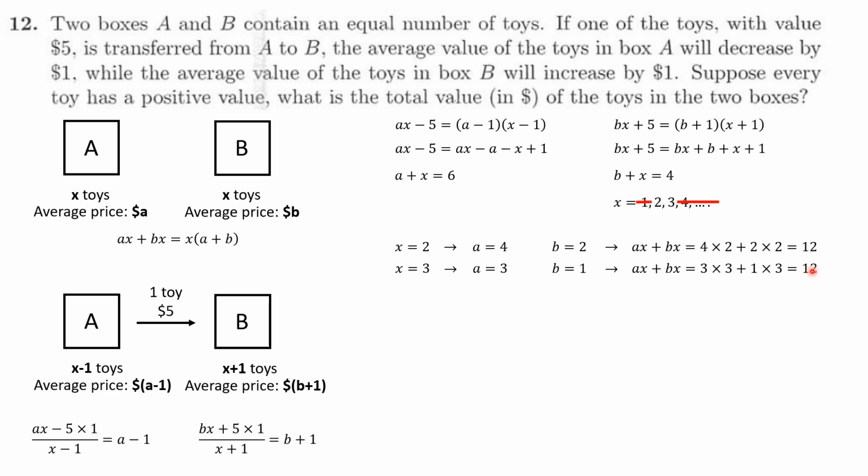So it doesn't really matter if you have 2 or 3 toys to begin with in each box. In both cases, we get the combined value of the toys to be $12. And that's the answer. I hope this was clear to everyone.